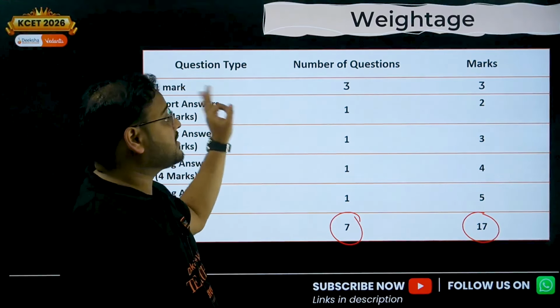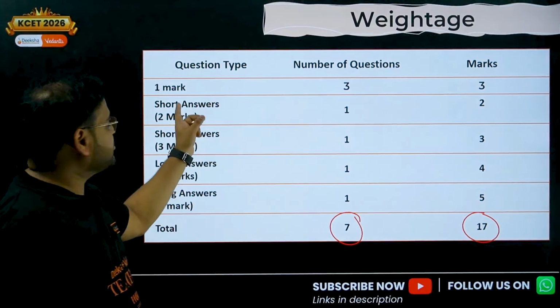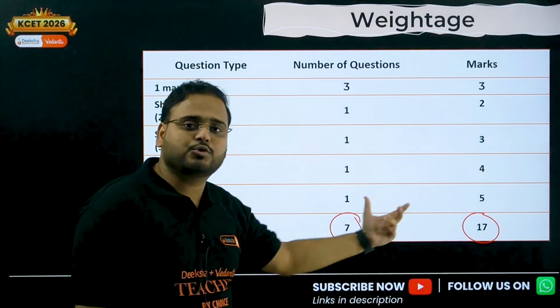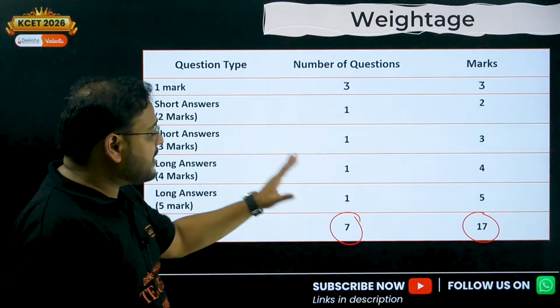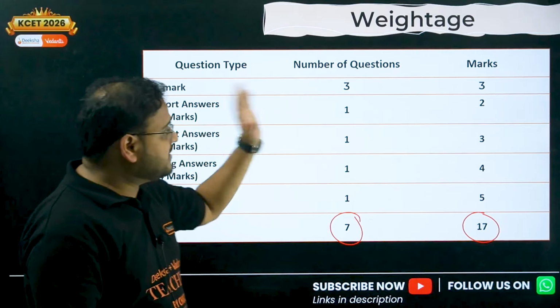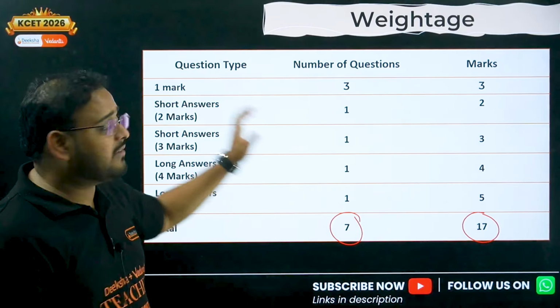3 MCQs come. We have one question from 2 marker, one from 3 marker, and so on till 5 mark. Okay, so very important. I hope you can see the weightage. This is as per the latest blueprint given by your boards.